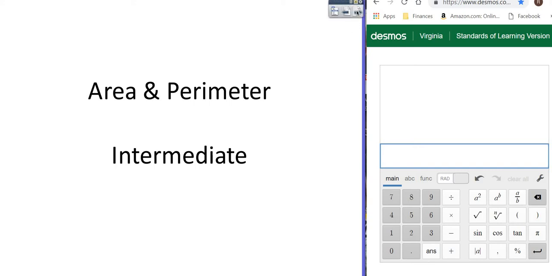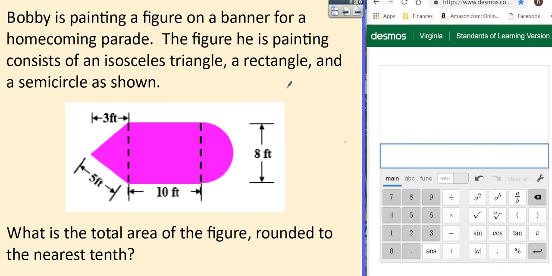Okay, next we have area and perimeter intermediate. So let's see what we've got here. Bobby is painting a figure on a banner for a homecoming parade. The figure he's painting consists of an isosceles triangle, a rectangle, and a semicircle. What's the total area rounded to the nearest tenth?